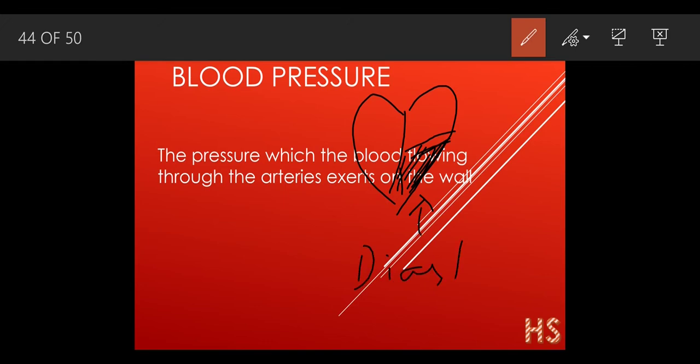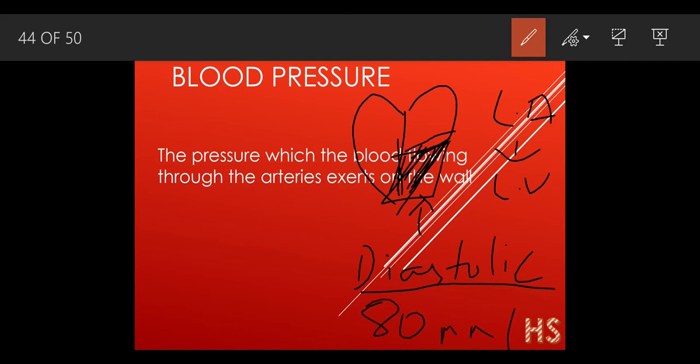What does diastolic mean? Relax, because this part got full. Because it was the left atrium and it has to transport to the left ventricle, it does not need a lot of pressure to be exerted. So that is why it is called the diastole, when the ventricle gets relaxed. So the pressure is very low, around 80 mmHg. What does mmHg mean? Millimeter of mercury.